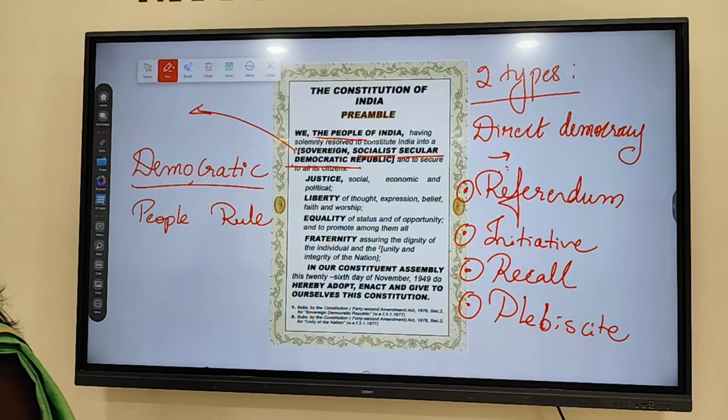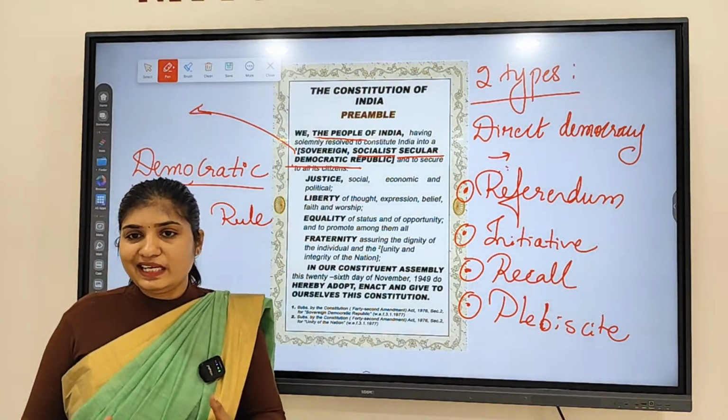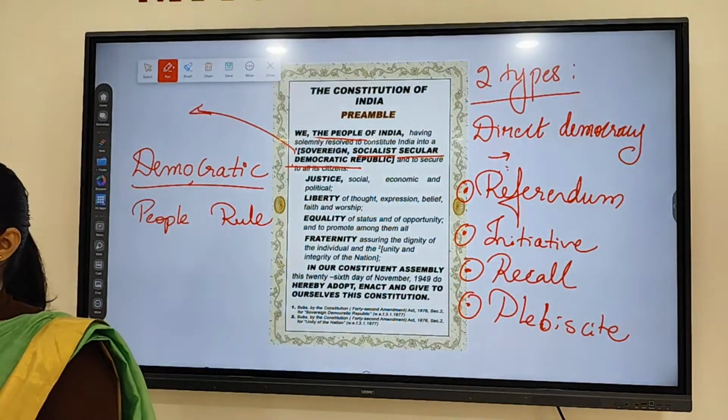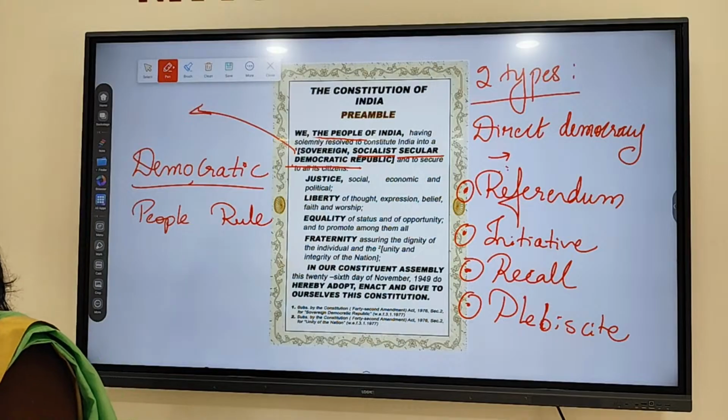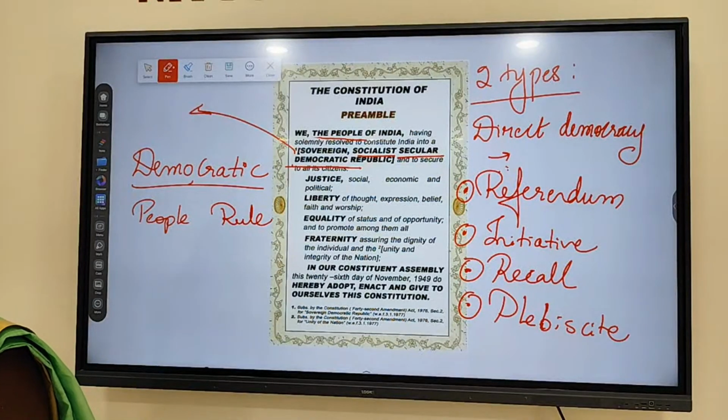Full stop. Next one, initiative. See here, an initiative that allows the citizens to create laws based on the number of signatures they take. Okay, just write down that.